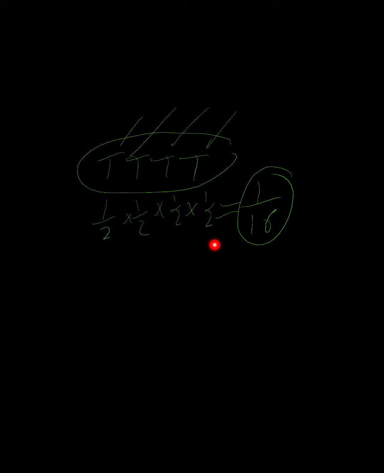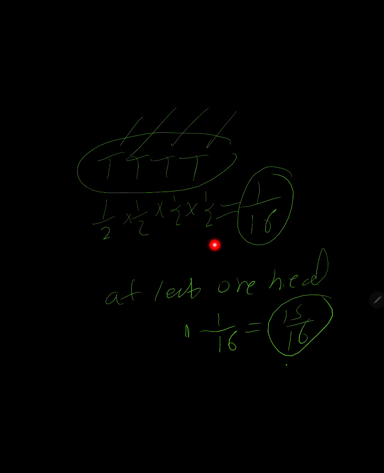Think about it carefully, which means that at least one head, which means 1 minus 1 over 16, which is equal 15 over 16. That's the probability of getting what? For one head, two heads, or three heads, or four heads in the whole 16 choices of the probability.